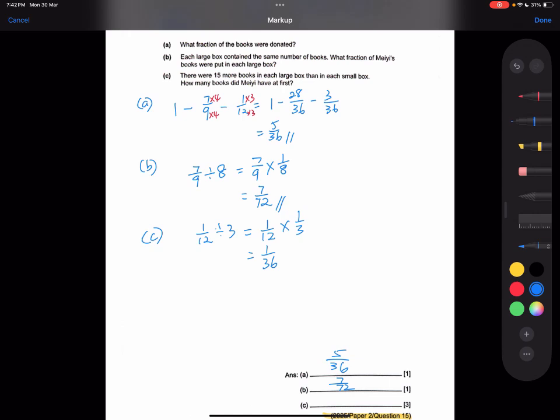Alright, and then we know that there were 15 more books in large box than small box. So 7/72, this is the large box. This is the small box. Right, 7/72 minus 1/36. That will give us 7/72 minus 2/72. That's 5/72.